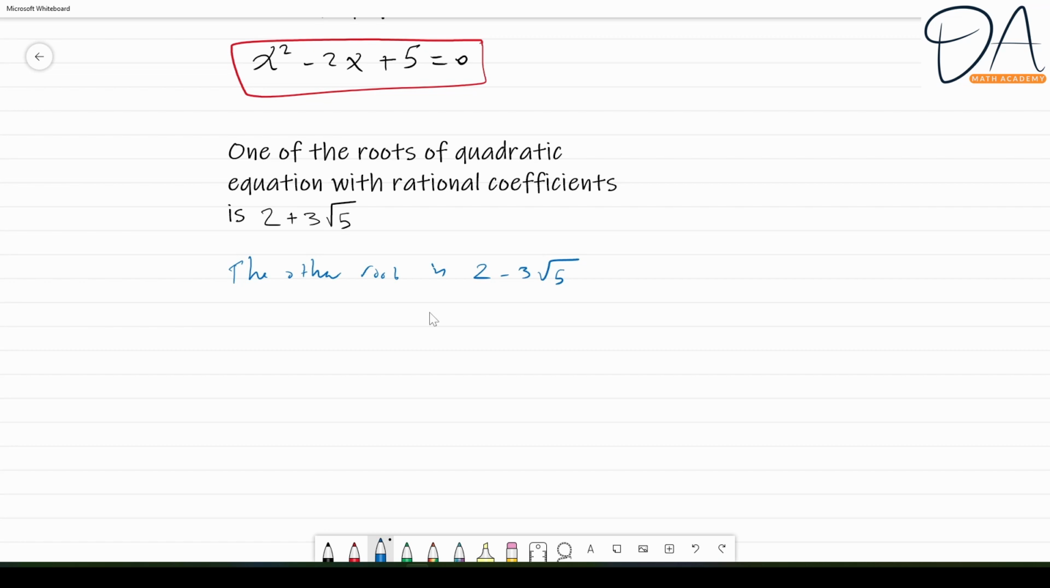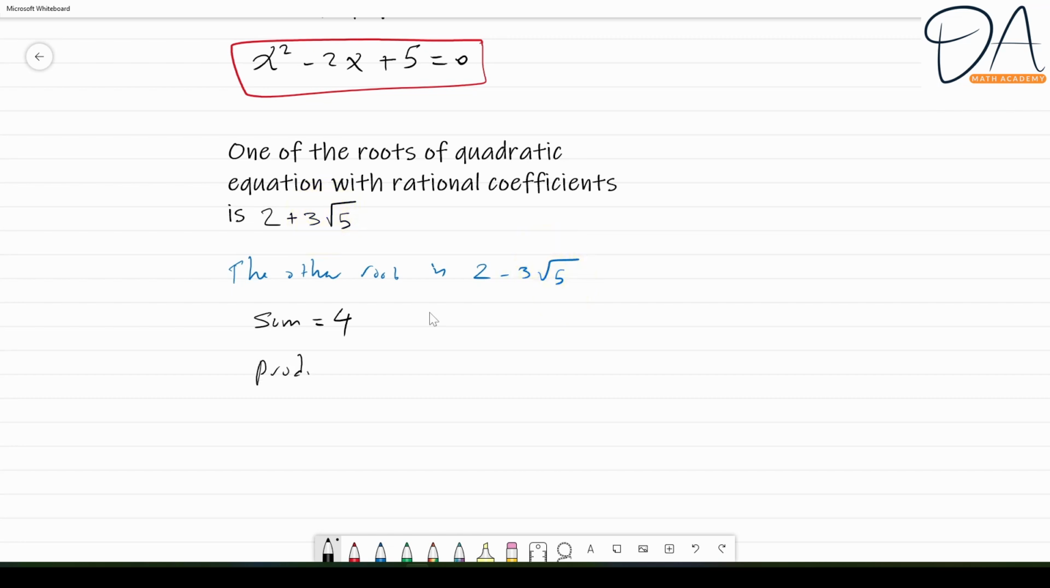Now, by knowing these two roots, it will be easy to solve this. We need just to get the sum. The sum: 2 plus 2 gives you 4. Then you have plus 3 square root of 5 and minus 3 square root of 5. These are the same but with different signs, so they will cancel each other.